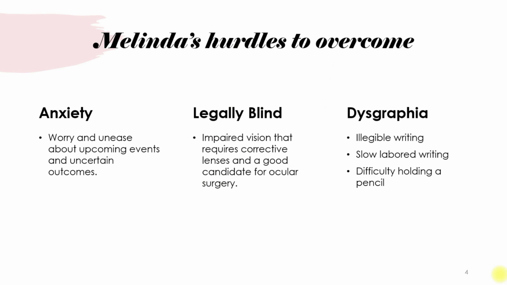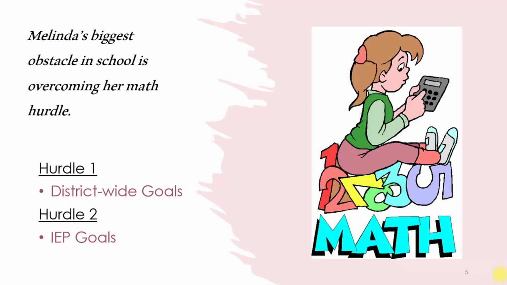Melinda's hurdles to overcome are anxiety, where she has worry and unease about upcoming events, especially things that she's uncertain about. She's legally blind, so she does use glasses for corrective vision, and she also has dysgraphia, where she's unable to write things well due to her hands not forming or shaping around pencils and pens, so her writing is a little illegible and it can be slow and labored.